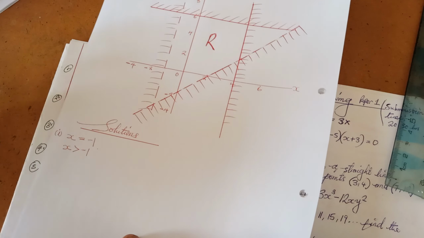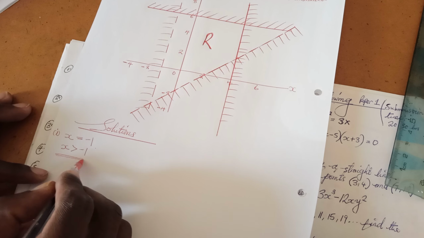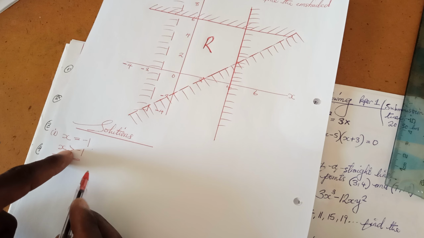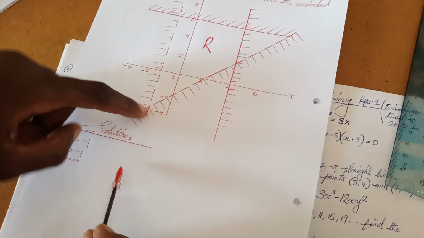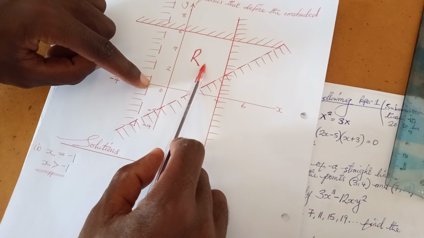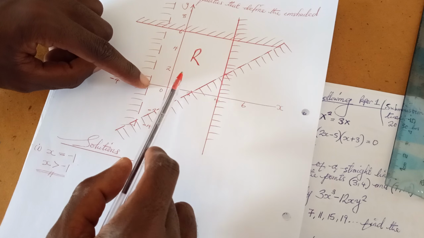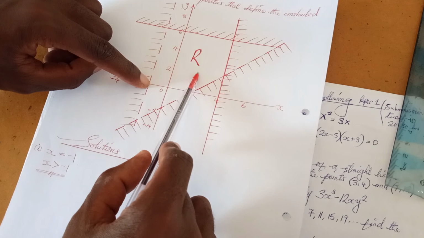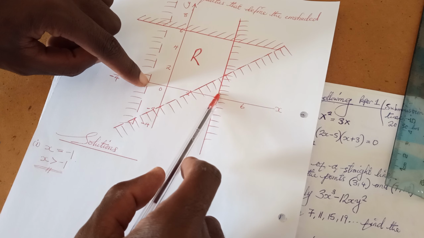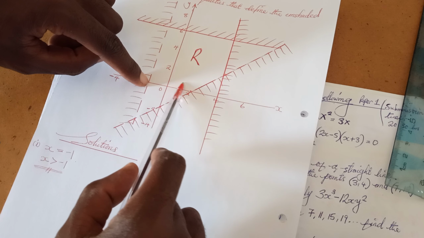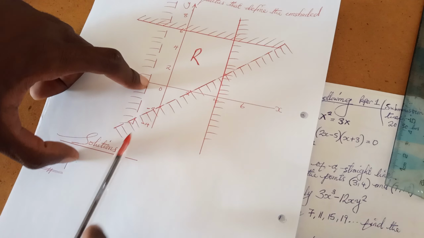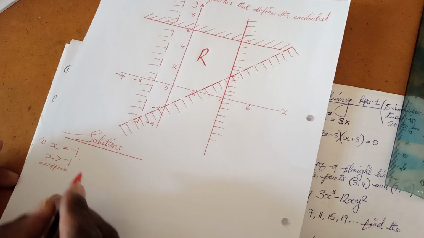Just like that, you have answered. x is greater than negative 1. Why have we said x is greater than negative 1? Because the line is dotted. So when you stand here, R is here. We are considering where R is. So our region R is here. When you stand here, going this side, it is greater. All the numbers this side are bigger numbers. Hence, x is greater than negative 1.